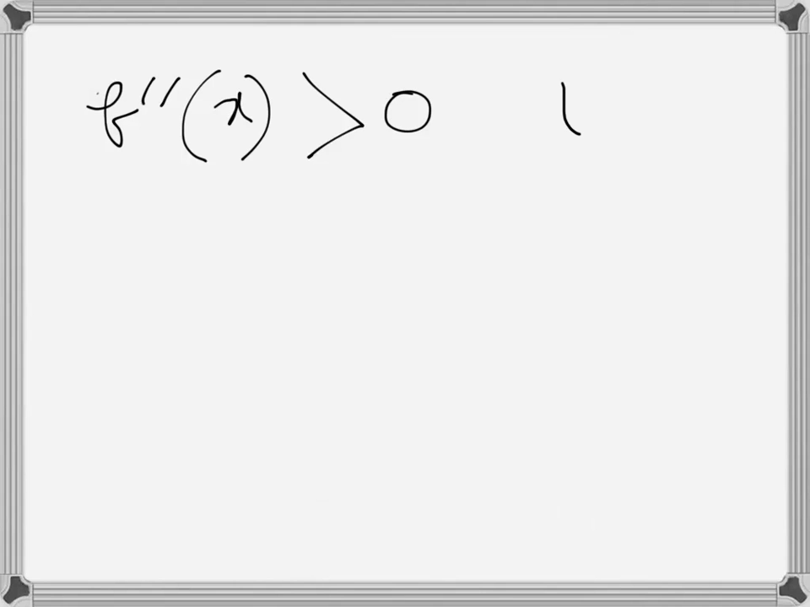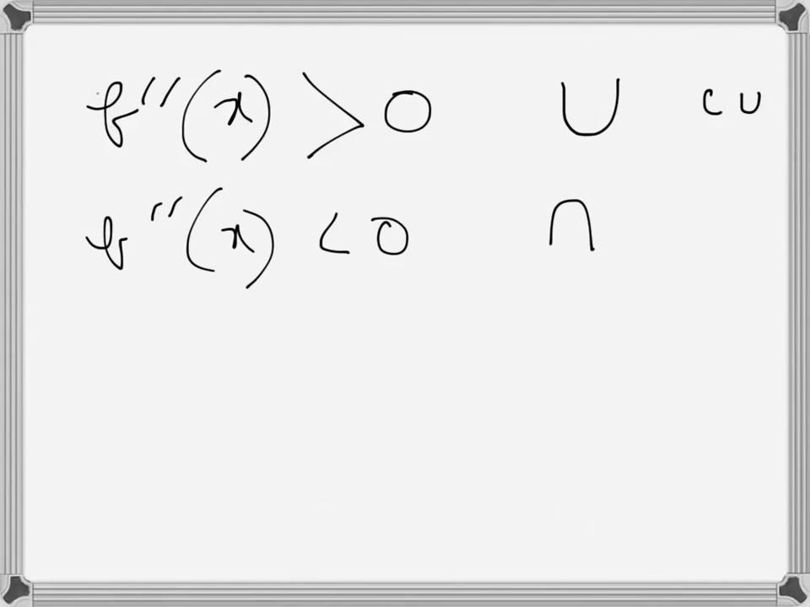But for any point where the first derivative is not 0, by looking at the sign of the second derivative, we can tell whether the function is concave up or concave down. So if the second derivative is greater than 0, the function is concave up, and if the second derivative is less than 0 at any point, then the function is concave down.